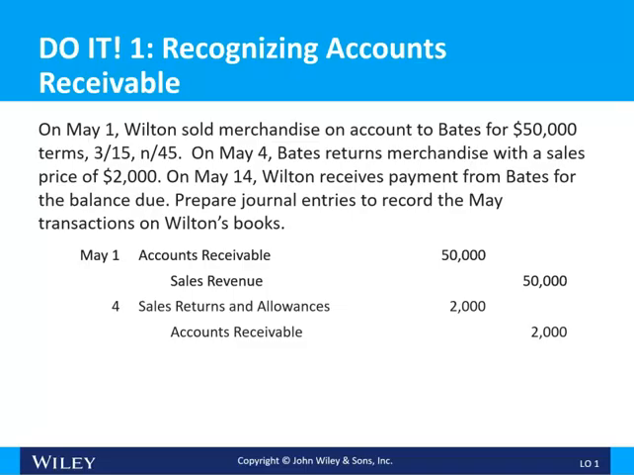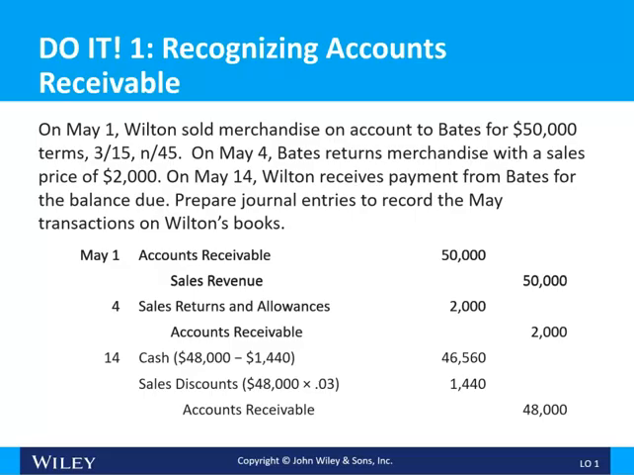And then finally on May 14th, when we got the cash received, we're going to debit cash, we're going to credit accounts receivable. The amount that's still outstanding is $48,000, the $50,000 sale minus the $2,000 return. So we're going to credit our accounts receivable at $48,000.